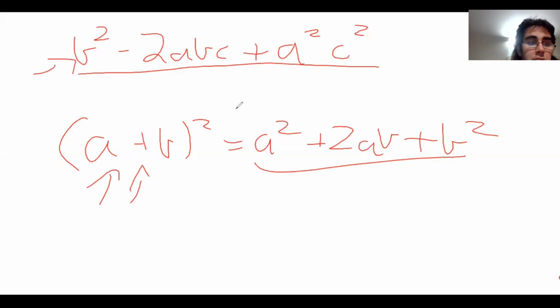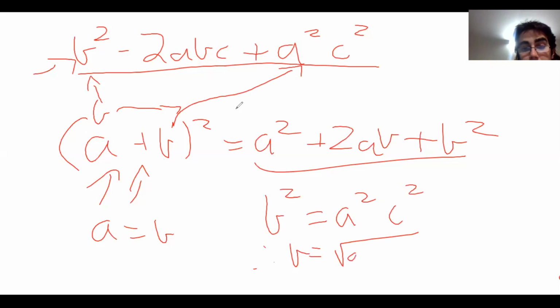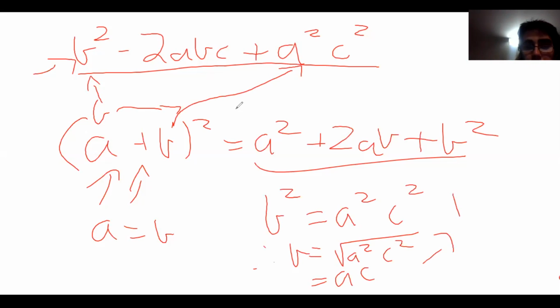So simply, we can recognise that a is going to be b, because when b was in this position and we then square it, we're going to get b squared, which is what we want. And b is going to end up resulting in these two terms. Okay, so we know that b squared is equal to a squared c squared. Therefore, b is going to equal the square root of a squared c squared, which is just ac. So therefore the answer to this equation is simply b minus ac, all squared.